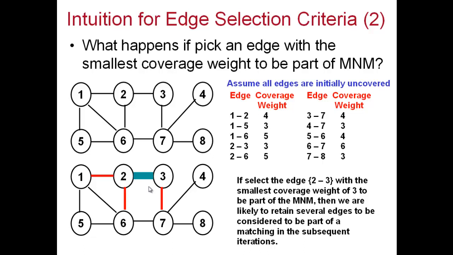So what we are going to do is, in each iteration, pick the edge with the lowest coverage weight to be part of a matching, so that very few edges get discarded from being considered for a matching, and on the other hand we are maximizing the edges that are still available for maximal node matching. So that's the edge selection criteria.